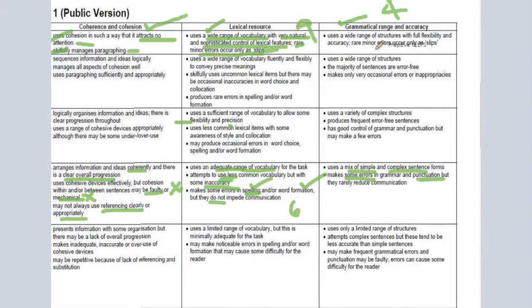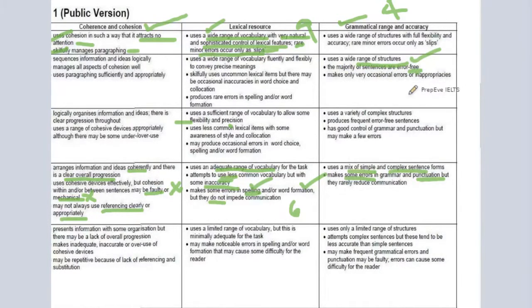Okay, and what needs to be done to get 9 or probably 8? I'll read 8 for this one. Uses a wide range of structures. Range of structures basically means you use simple sentences, compound sentences, complex sentences. Now I agree that I will not be able to cover all of these different types of sentences right now, but we do that in our one-to-one classes. So if you want a very detailed version of these, you can join our classes, you can enroll in them. And the majority of sentences are error-free.